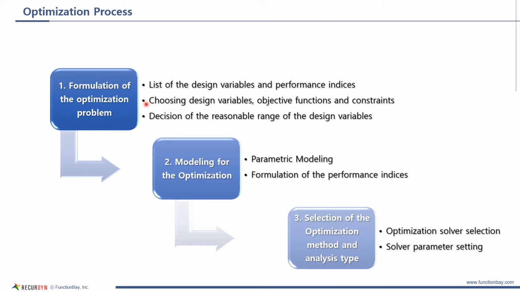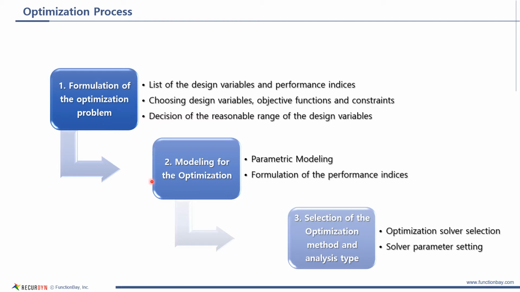For optimization, we must first list the variables and performance indices. Performance indices are usually the simulation results such as load or stress, velocity, or target position. But sometimes, an input variable also can be a performance index. We classify these variables and performance indices into design variables, objective functions, and constraints. We make mathematical formulations to represent these.